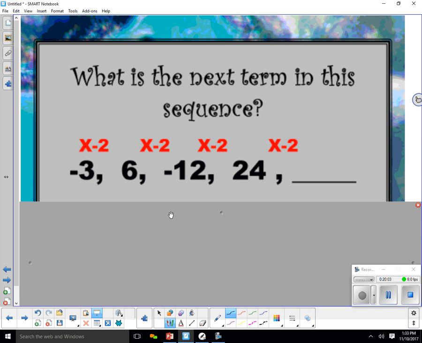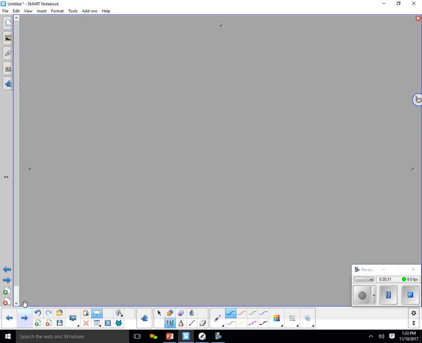What's the next term? Negative 3, 6, negative 12, 24. Nope. Paul? Negative 48. Now, pay attention here. When you get a pattern like this, it's a negative, a positive, a negative, a positive. Okay? You're going to probably be multiplying by a negative number. Okay? So that'll be a good indicator to know what you're multiplying by. Okay?